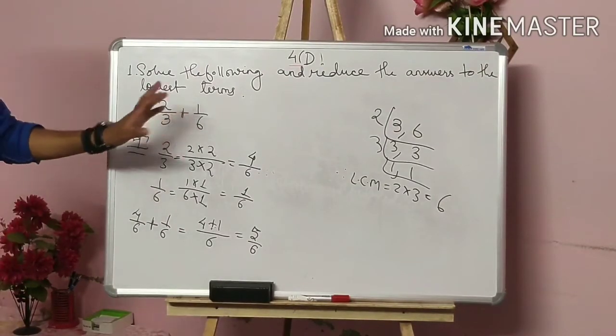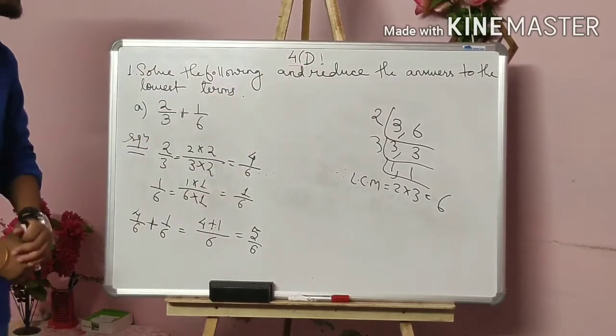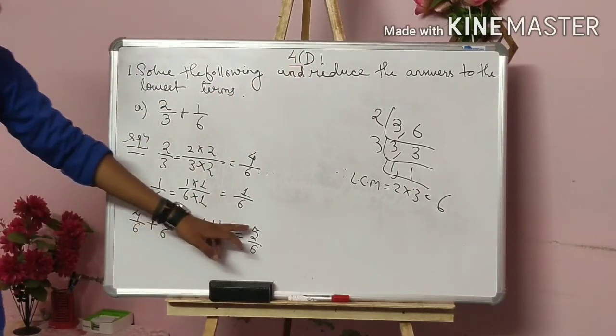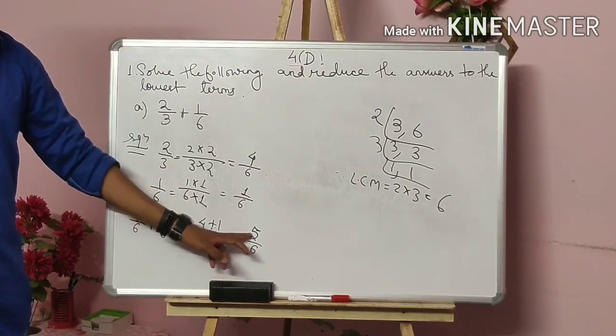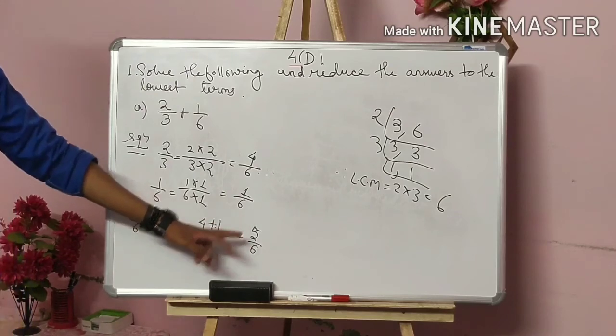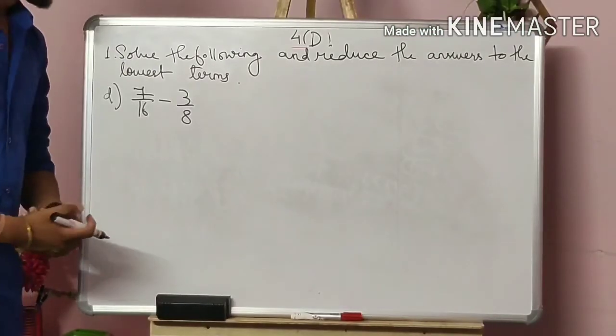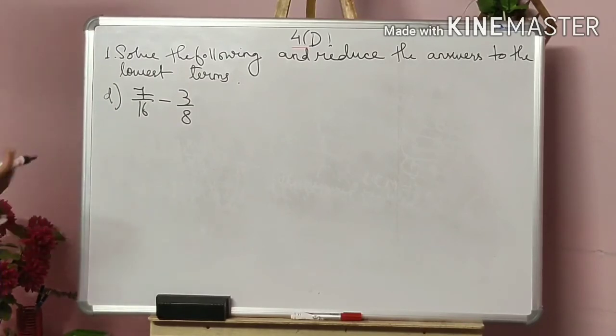So this is our sum: solve the following and reduce the answers to the lowest terms. So 5 by 6 is in lowest terms already, because no other number exactly divides 5 and 6 other than 1. So they are in reduced form. Got it? Okay.